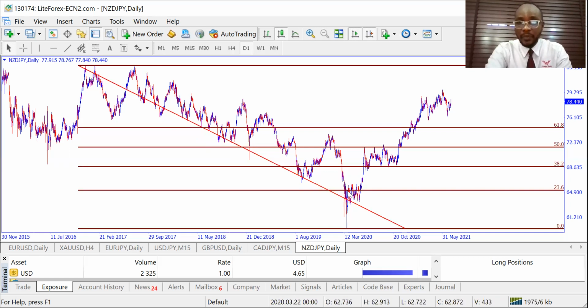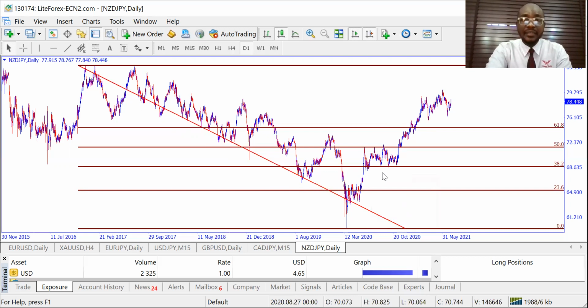For example, look at when it got to 23.6, you can notice it was ranging there. Look at when it got to 38.2, you can notice it was ranging here. But each time it gets to your 50, sometimes it comes back to 38.2 before it goes to your 61.8. Some markets reverse at 61.8, while others reverse at different areas. Now, this is for a market that's going for a buy.